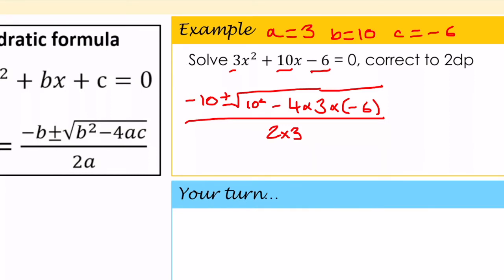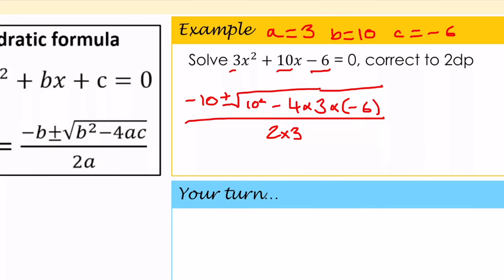Always write this step, even if you're super confident, always write down the substitution, because if, for example, something goes wrong in your calculator, and it's so easy for one little button to go wrong, then you will still get a method mark for substituting into the formula. So always do this bit.